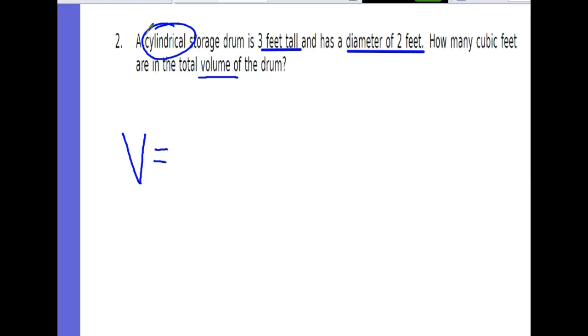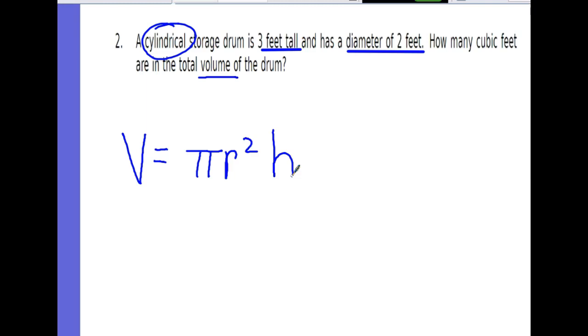What does a cylinder look like? A can. And so what does it have on the bottom of the can? A circle. And so a circle is pi r squared. And what's the height? And so that would be the formula.